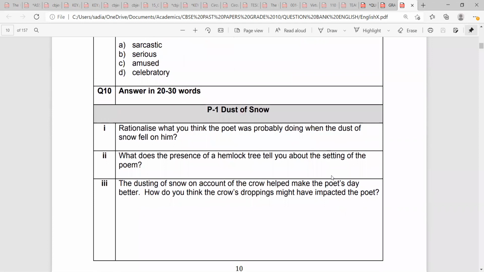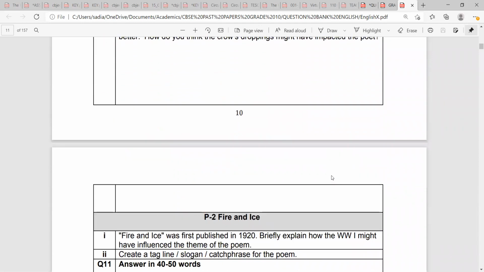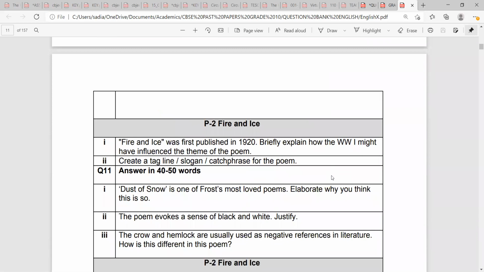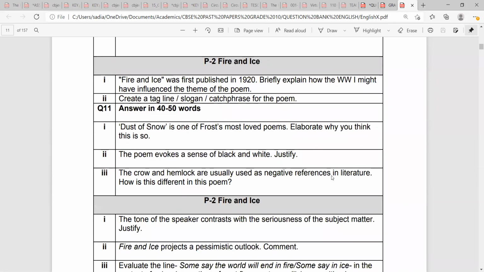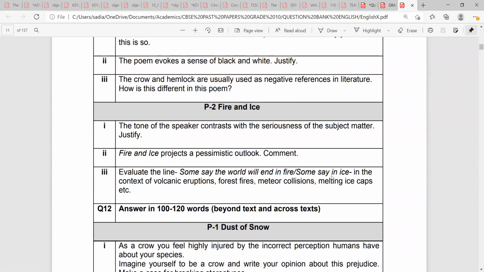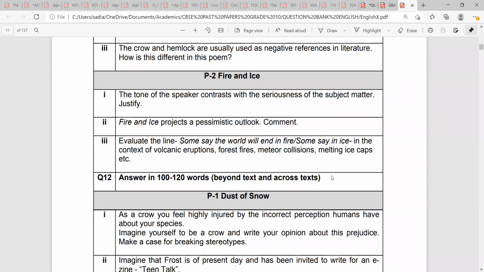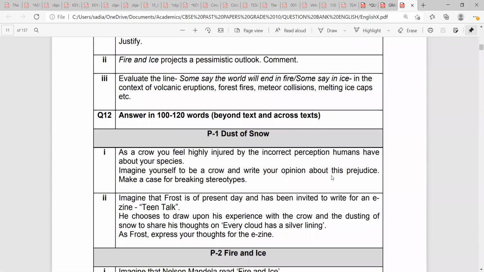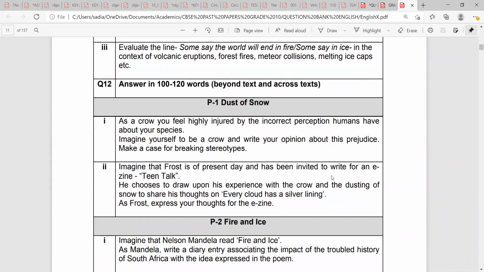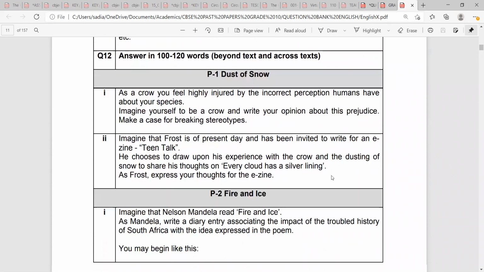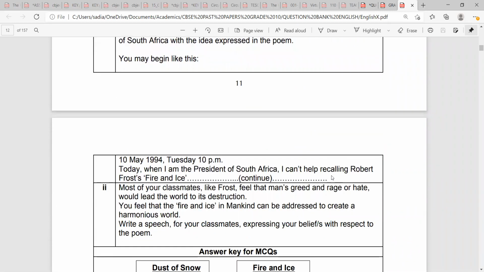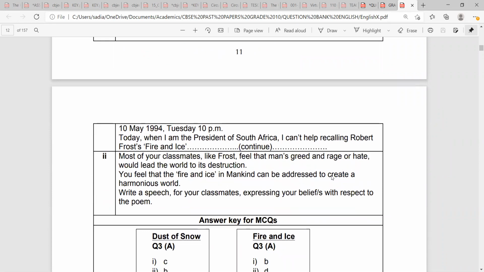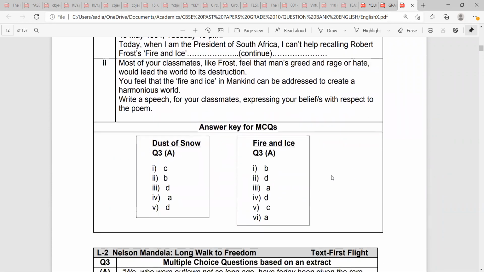20 to 30 word questions. 40 to 50 word questions. 100 to 120 word questions. Extrapolatory questions, beyond the text and across the text. Answer keys for the MCQs which were in the beginning.